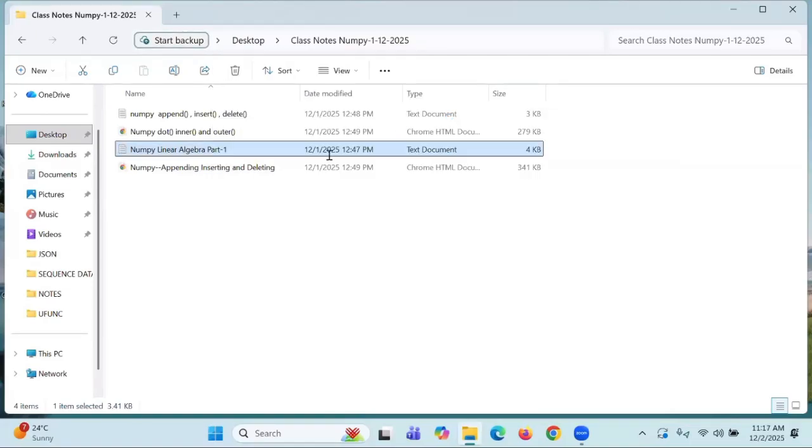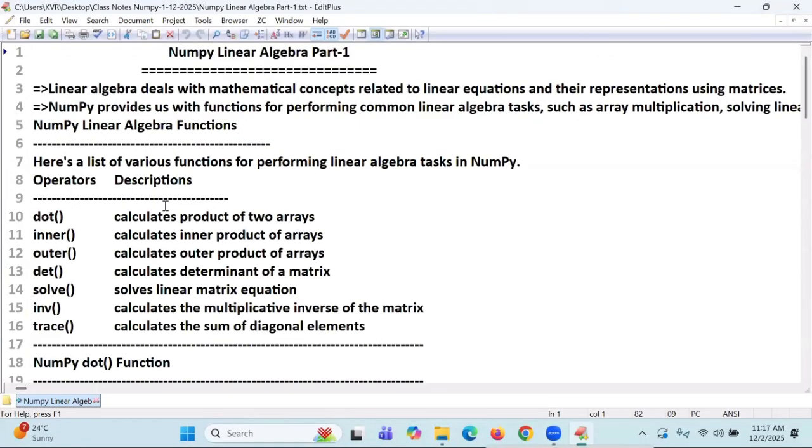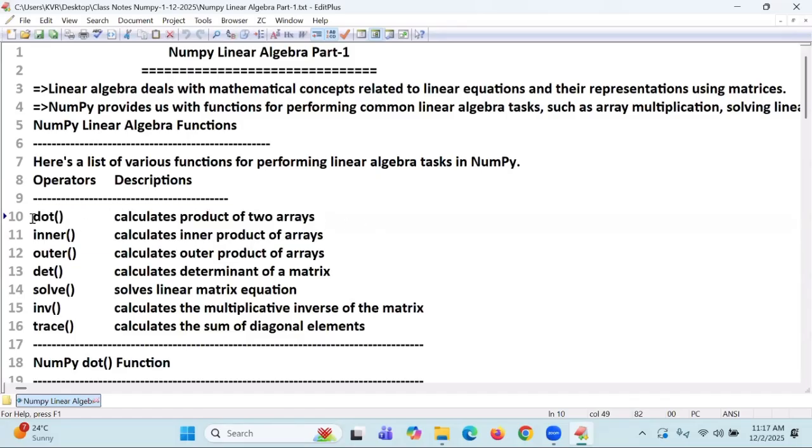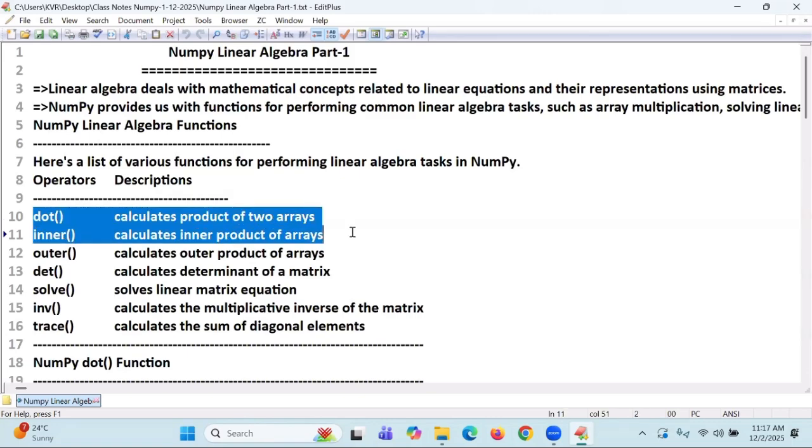Linear algebra functions. We already completed, I hope, dot product and inner product and what? Outer product. Dot product of 1D and inner product of 1D are the same. Executed that. Both of them are the same. Right? Dot product of 2D and inner product of 2D is completely different. Did you notice that? So practice it.